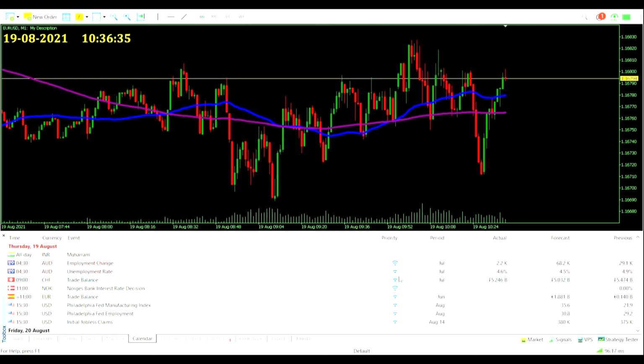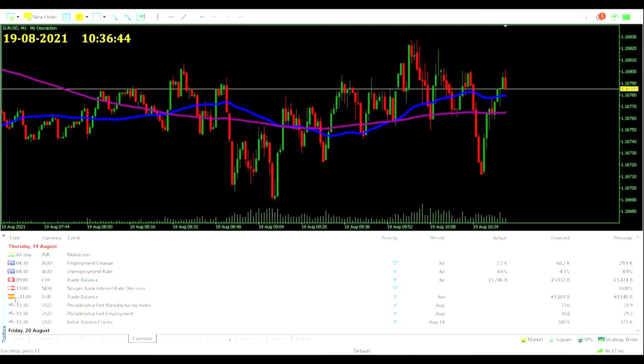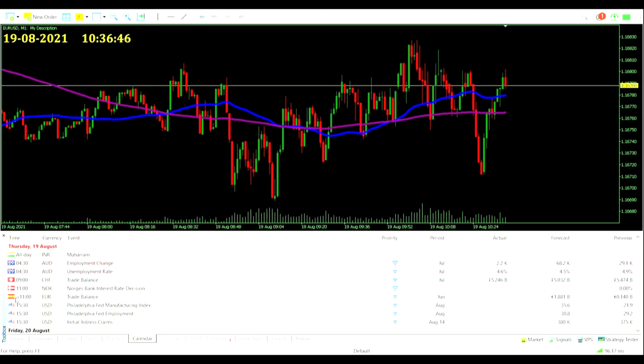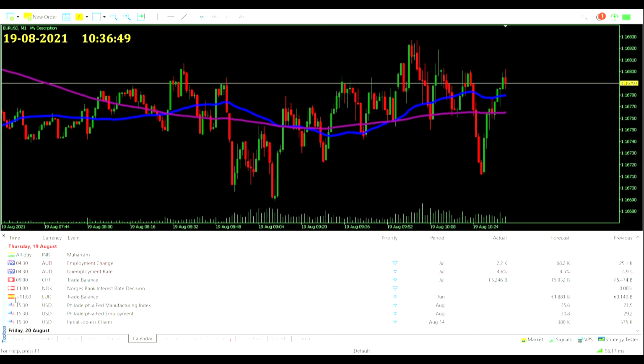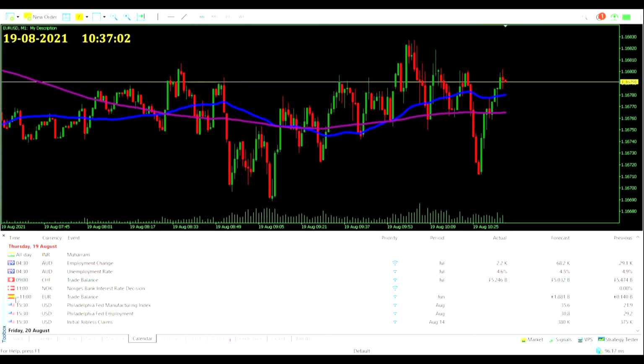But what could be affecting us throughout the day? Well, in 20 minutes or so, we've got the trade balance. It's on the euro, but it's Spain's trade balance. I don't think this is going to have any real impact at all. You might see the smallest spike in volume, but because Spain's economy is just a smaller part of the larger Eurozone, it's unlikely to have any real effect.